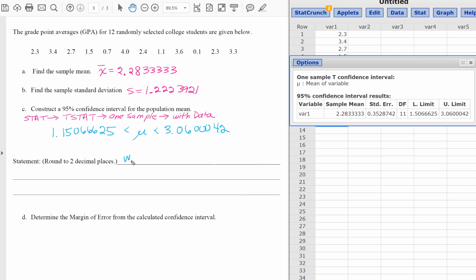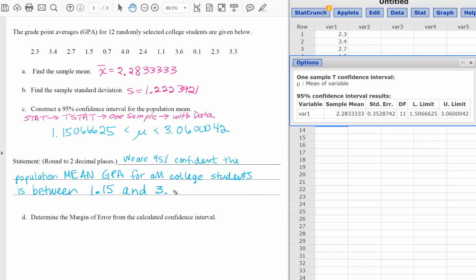So we're going to say we are 95% confident the population mean GPA for all college students is between, we'll round here, 1.15 and 3.06. There's no units for GPA. It's just the fact that we usually see them as 2 decimal places.